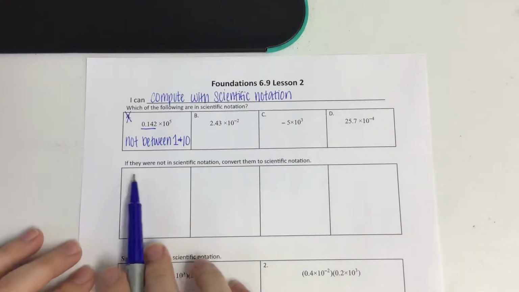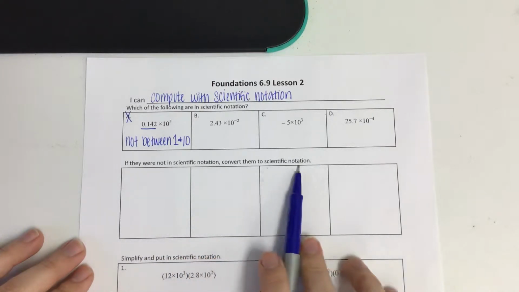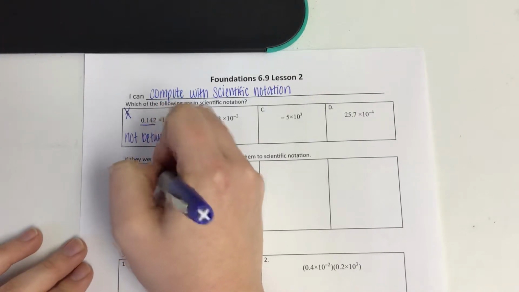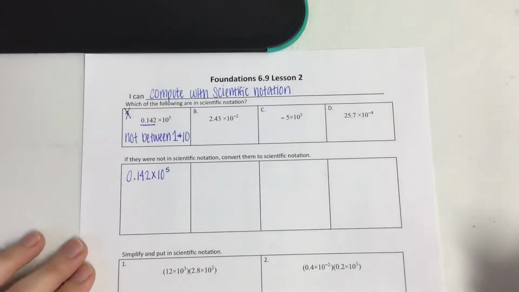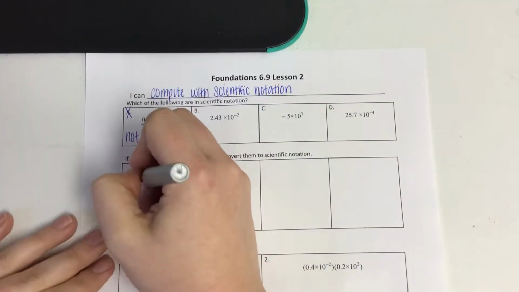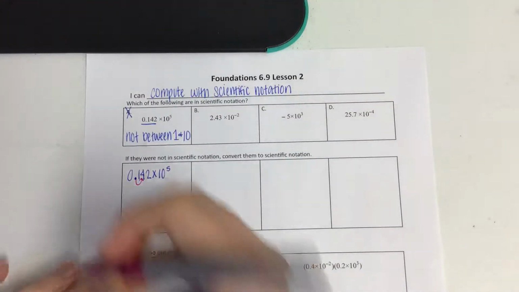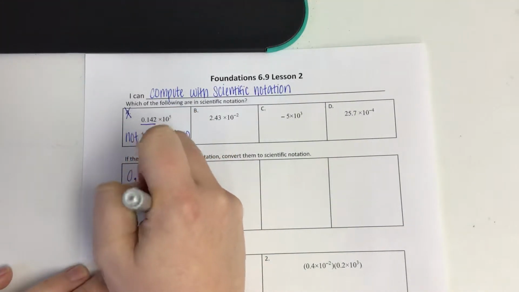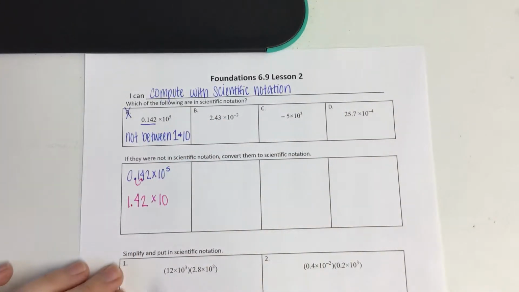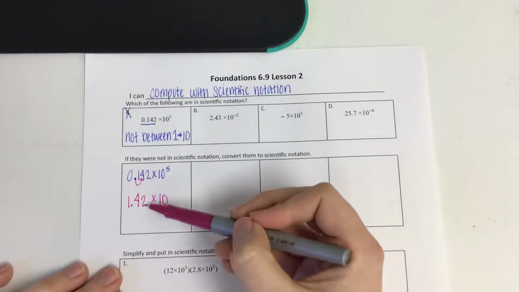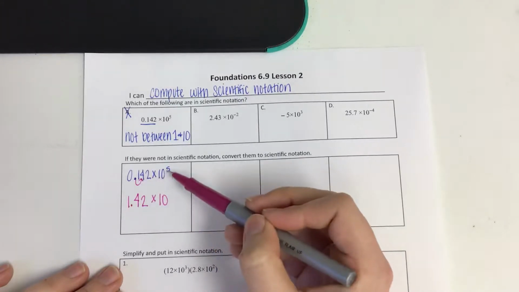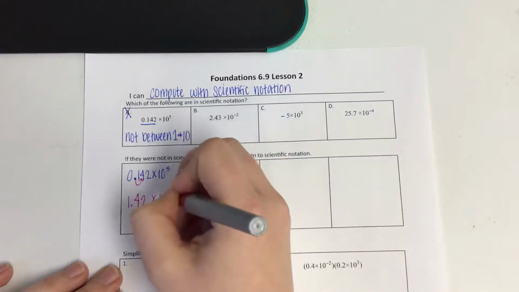And so the next part down here says if it's not in scientific notation, convert it to scientific notation. So in order to have a number between 1 and 10, I need my decimal to move in between my 1 and 4 so that I have 1.42 times 10 to a power. Now if I move my decimal, my exponent also has to change. Going from my blue number to my pink number, my number is getting larger by 1 decimal place over. So it means my exponent needs to get smaller by 1.